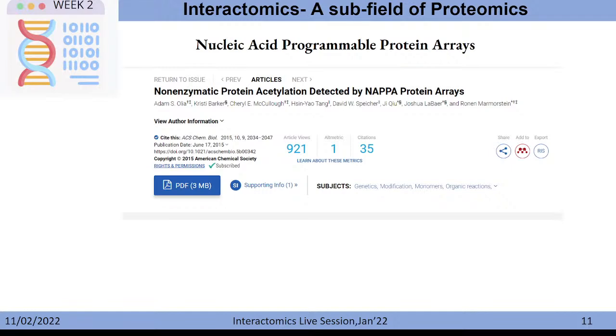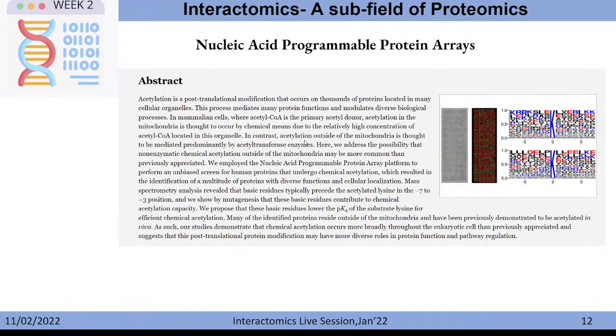This is the major objective of this particular work. They explored the possibility of non-enzymatic chemical acetylation outside the mitochondria to a greater extent than previously appreciated. Previously it was mostly said that acetylation can be performed only with the help of an enzyme, but that was not widely accepted until this work was done, showing acetylation without any particular enzymes.